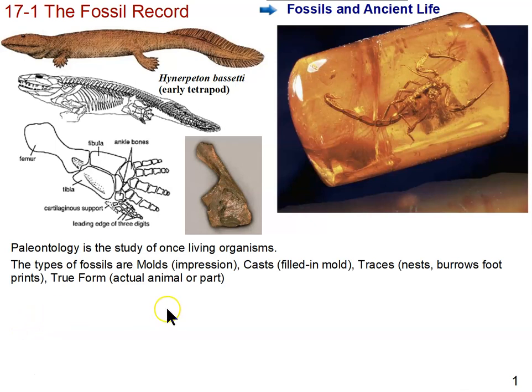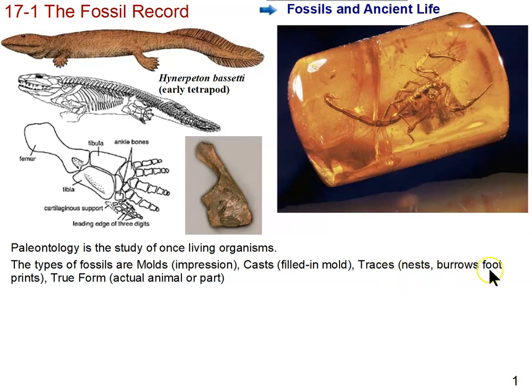And there are different types of fossils. The main types are molds, which are impressions. So, for example, you may find a fossil that is the impression of a leaf. Casts, which are molds that have been filled in. Traces. So you may see even like a trail where a worm crawled through the mud can be fossilized.